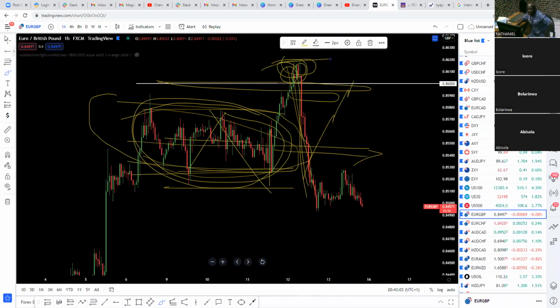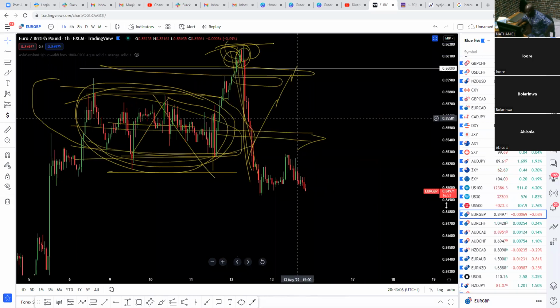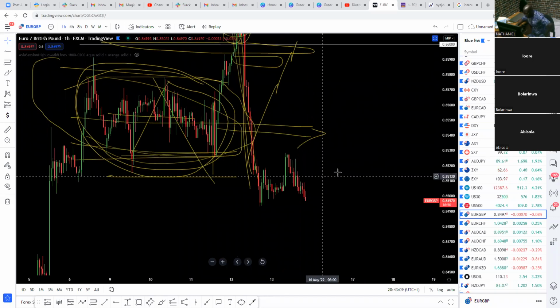So even if we decided not to close our trade, the trade will still continue to go next week. But remember, something is very certain here.